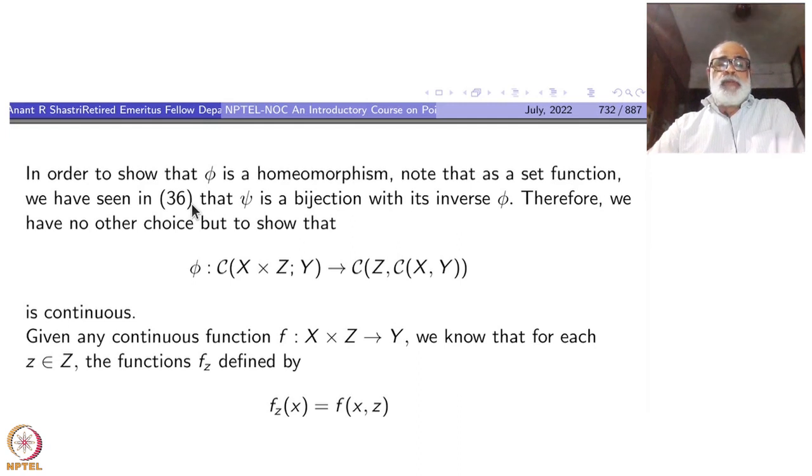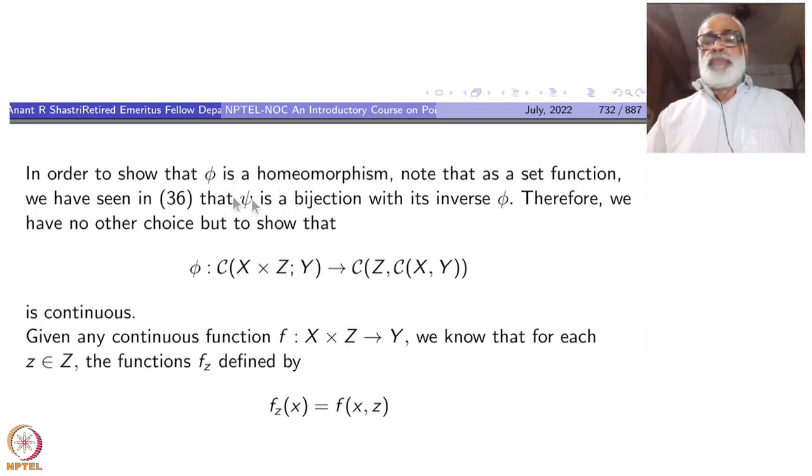Exactly similarly, you can show that its inverse, namely phi, is continuous. In fact, we want to show that phi is a homeomorphism, same thing as psi is a homeomorphism. Note that as a set function, we have seen that this psi is a bijection and its inverse is phi. Therefore, we have no other choice but to show that once a function is bijection, it has a unique inverse no matter which smaller subset you take. On each smaller subset, the inverse will be corresponding restrictions, that's all. So I have to take the same phi, show that this is continuous now. Then it will prove automatically that both phi and psi are homeomorphic.